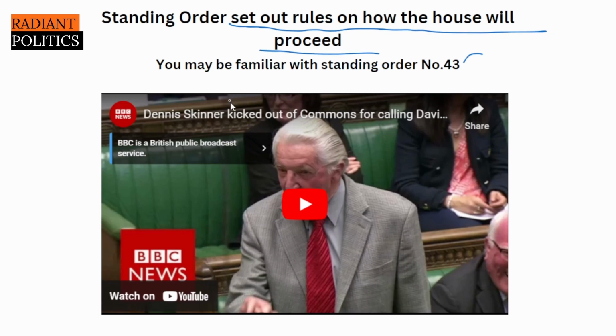You may have witnessed some Standing Orders being explicitly used, for example, Standing Order number 43. This allows the Speaker to order MPs to withdraw from the House for disorderly conduct, like defying the chair or failing to withdraw unparliamentary language.